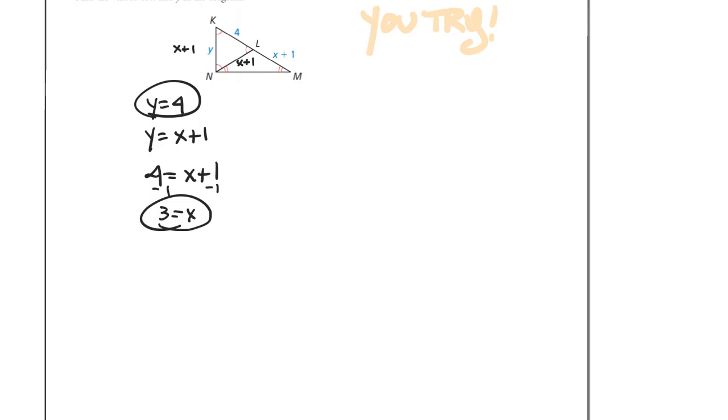So using the base angles theorem, I was able to make both of these equal to x plus 1. And then you can see that this triangle is equilateral, so all sides are congruent. And that is what set me up that these would be the same. But that's how I know that y equals 4. And from there, it helps me figure out that x equals 3.